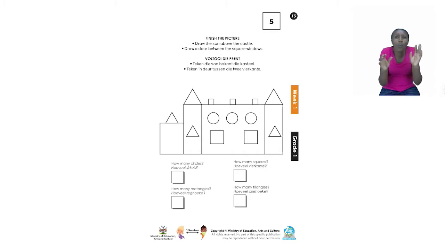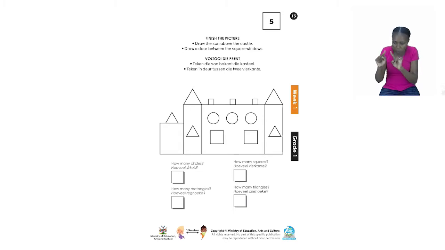So it is your job to draw the door. You are going to draw the door between the two rectangle, or rather square windows. Well done. And then after that, you are going to count how many of each of these shapes you can see. How many circles can you see? You are going to put the number in the box.